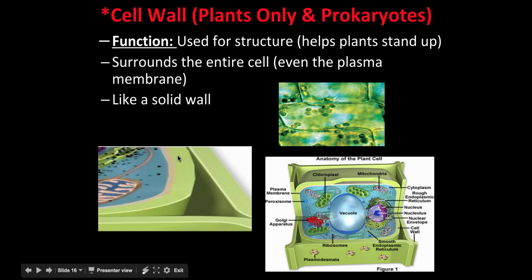The next organelle we'll talk about on the outside is really plants only. This is really important that we make this distinction, that plants are the only ones that have these cell walls. Some prokaryotes will have a cell wall as well, or can. The function is structure, helps plants stand up. They don't have all the complex systems that a lot of animals have, so plants have these kind of special structures. It helps them stand up, stay rigid, and provides a lot of structure and protection for them as a living thing. It's like a solid wall. It surrounds the entire cell, even the plasma membrane. So the membrane is kind of inside this wall structure.